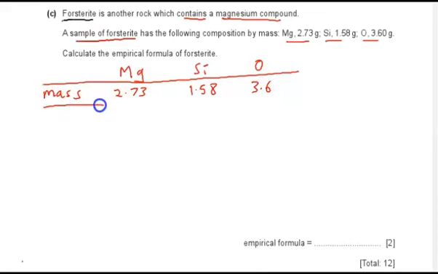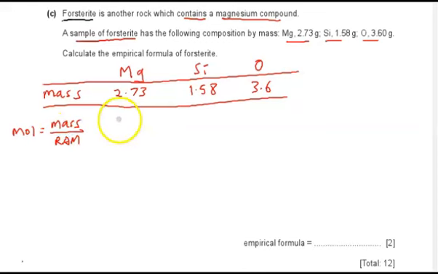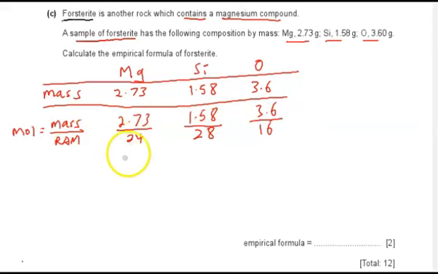Okay, now we have to find the mole here. Okay, how do we find the mole? Mole, we can find by mass divided by its RAM. So 2.73 divided by 24, which is the RAM for magnesium. 1.58 divided by silicon, which is 28, and oxygen is 16 there. This is 16.